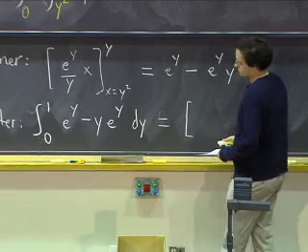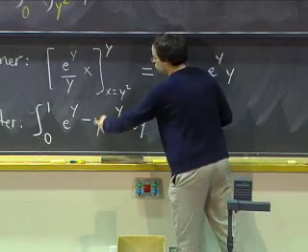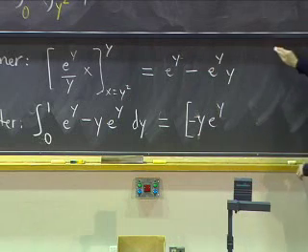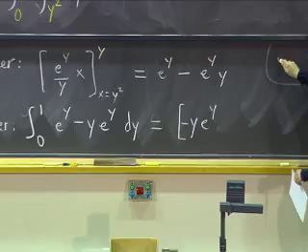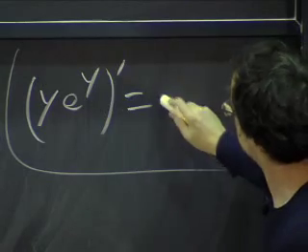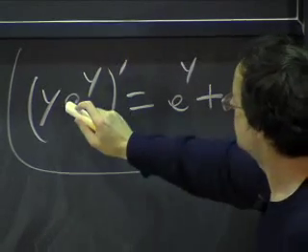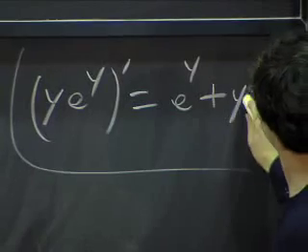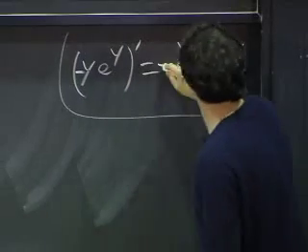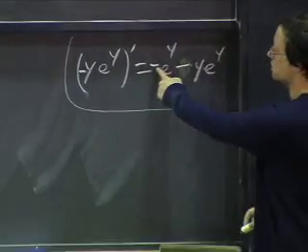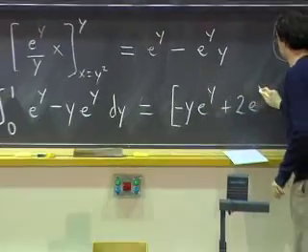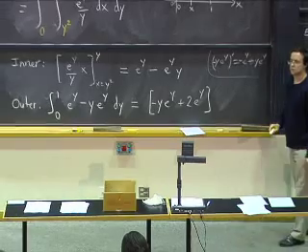We know how to integrate e to the y. We don't quite know how to integrate y e to the y, but let's try. Let's see what's the derivative of y e to the y. By the product rule, that's 1 times e to the y plus y times the derivative of e to the y, which is y e to the y. Let's put a minus sign in front. That's almost what we want, except we have a minus e to the y instead of a plus e to the y. So we need to add 2e to the y. And I claim that's the antiderivative.